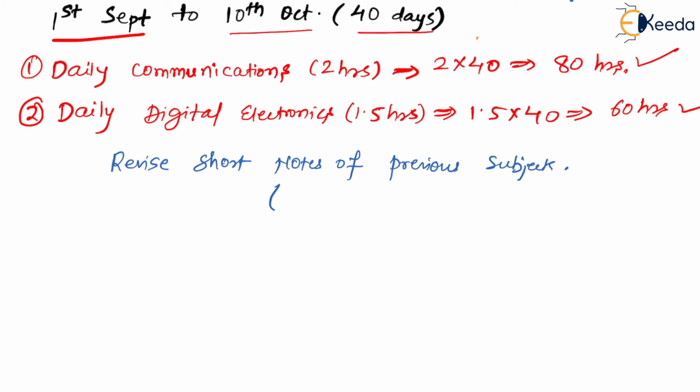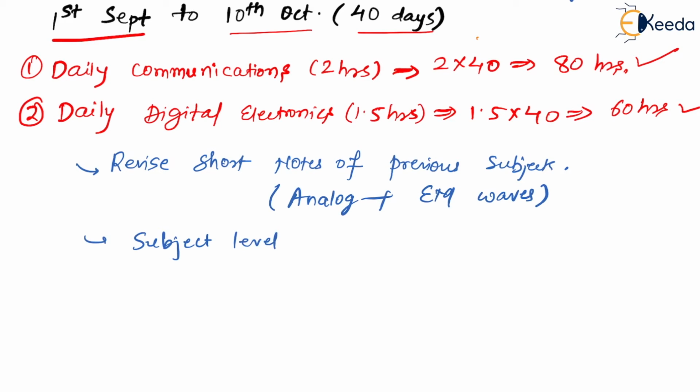Previous subjects in the sense which subjects, sir? Previous subjects in the sense, analog plus EM waves. This is the subject. So you have to revise the short notes of the previous subjects, which is analog electronics and EM waves. Then you please give test series, subject level test series, subject level tests of our Ekeeda.